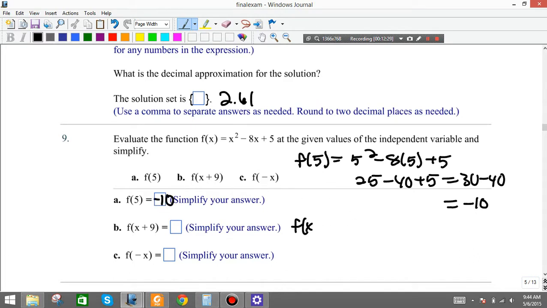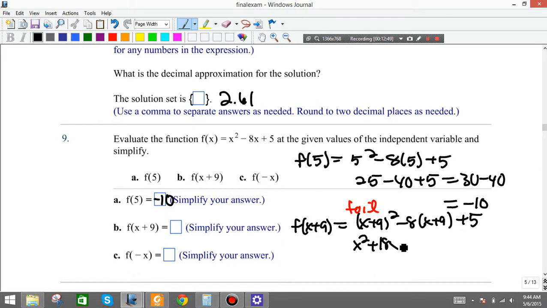F of x plus 9 is x plus 9 squared minus 8 times x plus 9 plus 5. When you FOIL this, that's the thing to keep in mind, FOIL, you get x squared plus 18x plus 81. Distribute this 8, minus 8x minus 72 plus 5. X squared, how many x's do we have? 10x. 81 minus 72 is 9 plus 5 is 14. X squared plus 10x plus 14.